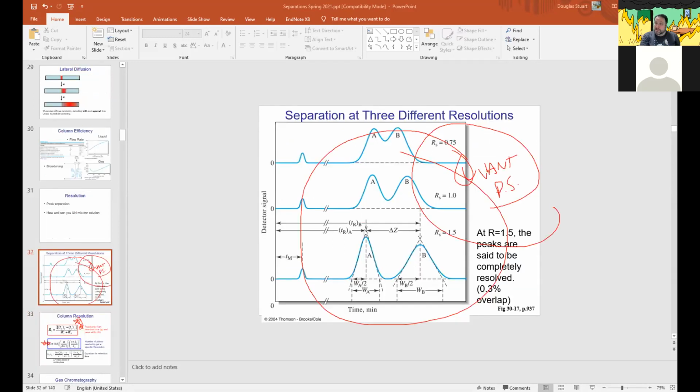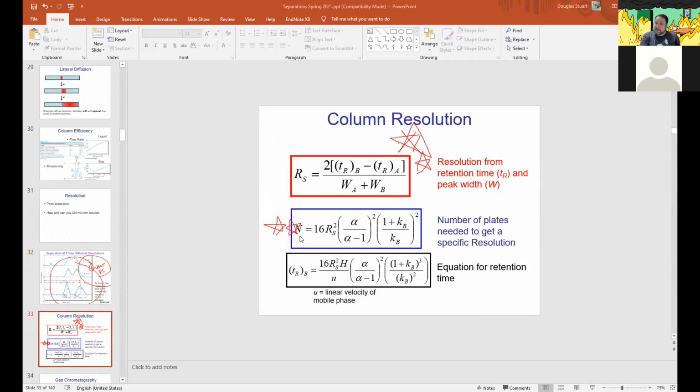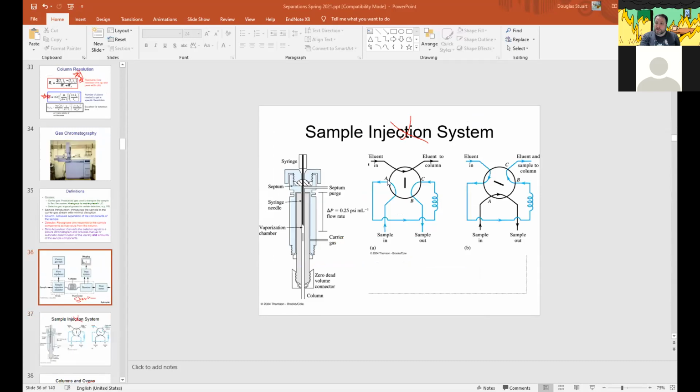The stuff with resolution here, this is what the quantitative question would be. Here I've got two peaks, A and B, what is the resolution? What would I need to give me a given resolution? That's being able to work these two equations, super duper important.